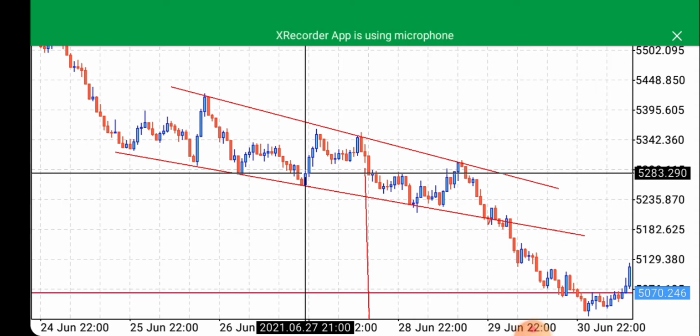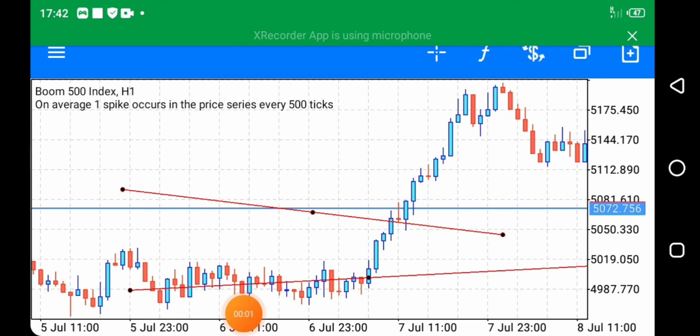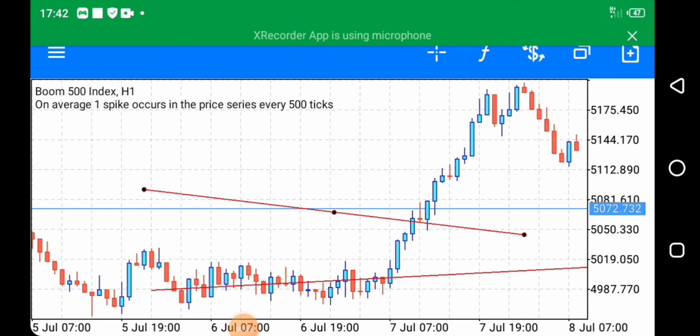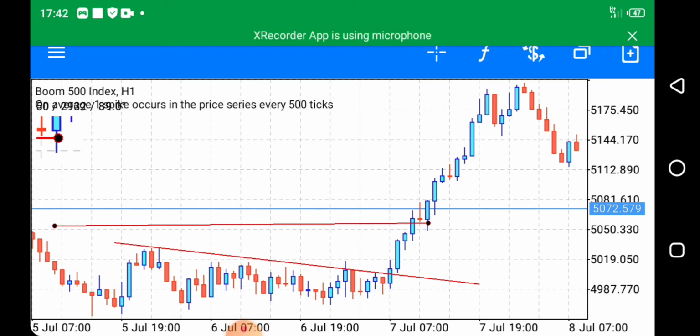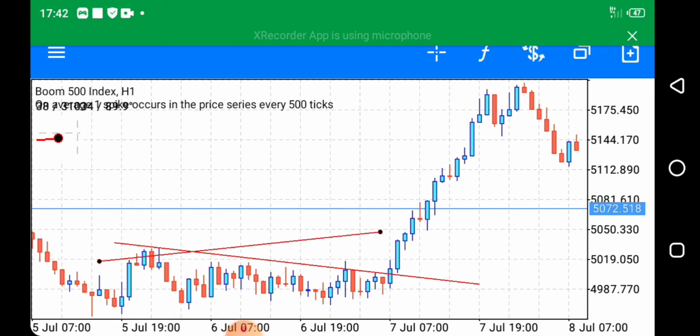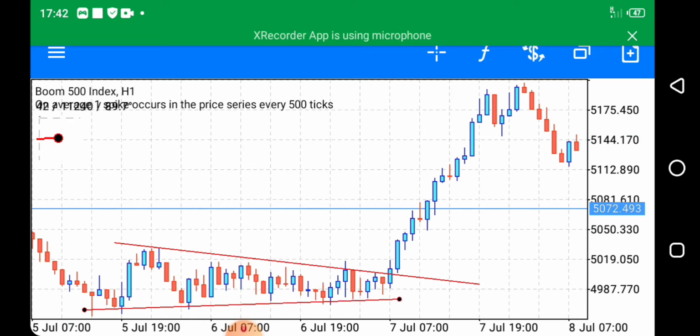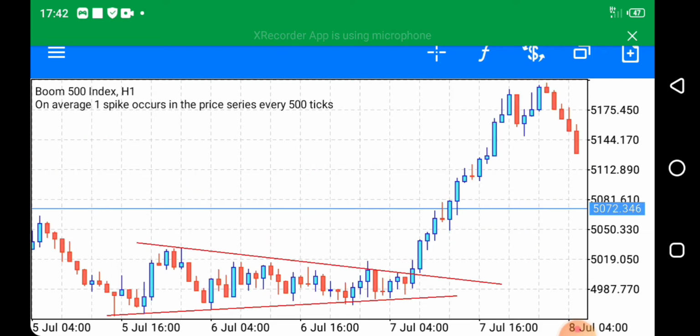So I'll show you another example. I'll show you more examples. Okay, so you see from this, let me show you a pattern out of here. So you can see this is a symmetrical pattern. This is called a symmetrical pattern.